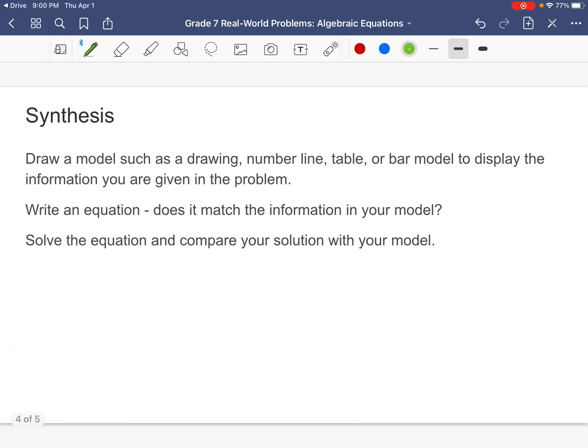So it's really helpful to draw a model. There I drew a rectangle. You could draw a number line. You could put your numbers in a table or draw a bar model to display the information you're given and to help you make sense of the problem. And when you write an equation, does it match the information in your model? And when you solve the equation, compare your solution with your model. You saw that I went back and checked if my numbers all added up to 240.